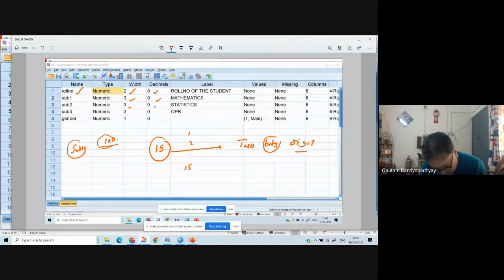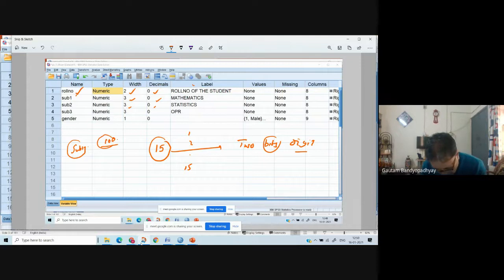Now the fifth column is very important. The fifth column is the label. What is a label? Label is basically used for the documentation of the name column. Why? Roll number may be from NIT or from your college, so you have to specify the roll number of the student from which college or university. Subject 1 can be any subject, so we have to specify which subject: mathematics, economics, geography, and so on. Subject 2 and subject 3 you also have to specify.